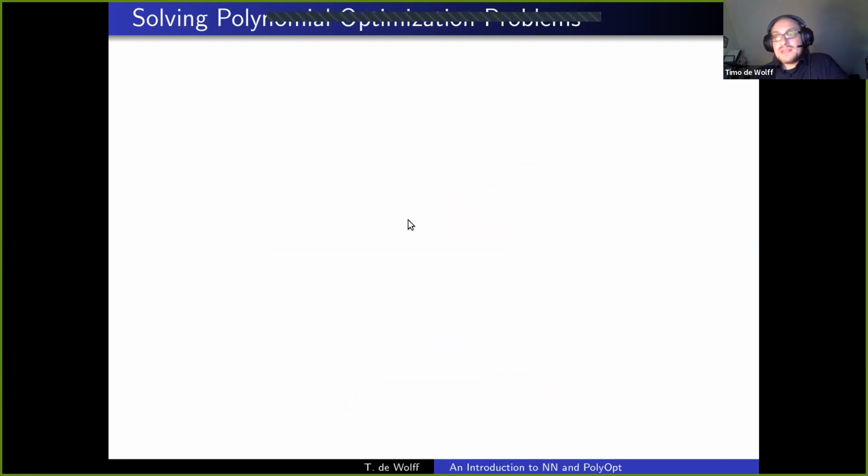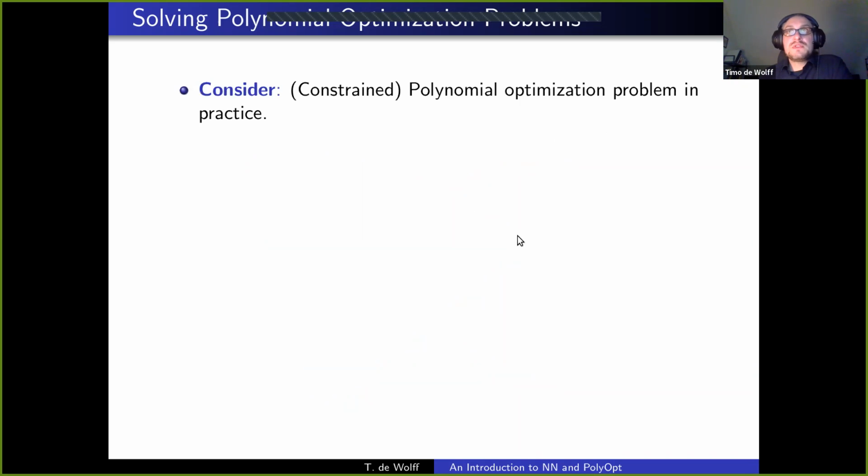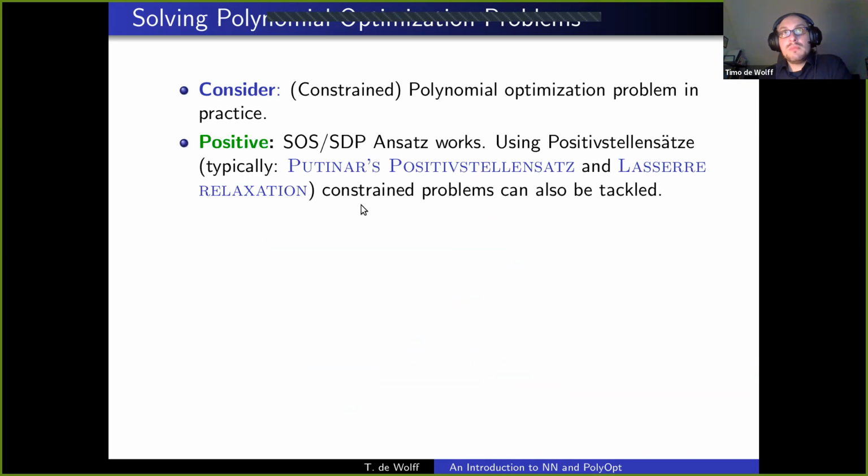Okay, and now you might say, well, but I care about optimization. I want to know how well these things really work in practice. I want to solve things like max cut, right? And then the good news is there are a lot of things that you can do. First of all, for constrained polynomial optimization problems, not only for the cases we discussed here about just minimizing a polynomial, but also for cases where you have constraints, this ansatz of SOS/SDP works well.